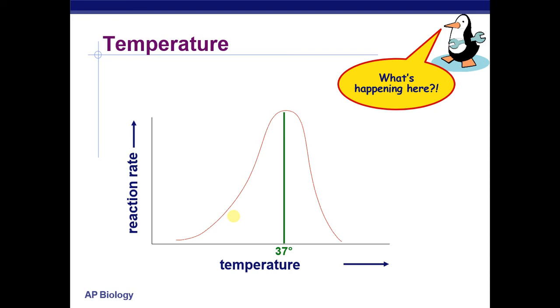Here is the graph of reaction rate and temperature. One disclaimer is that this is just a random temperature that I picked. It's not to say that all enzymes have an optimal temperature, and that's what we call it, an optimal temperature at 37 degrees.